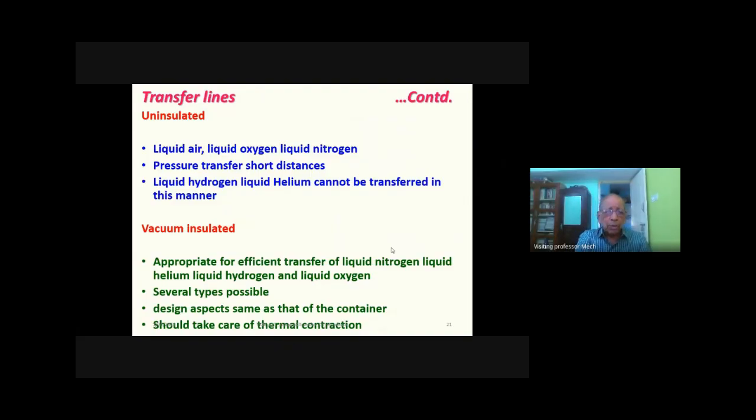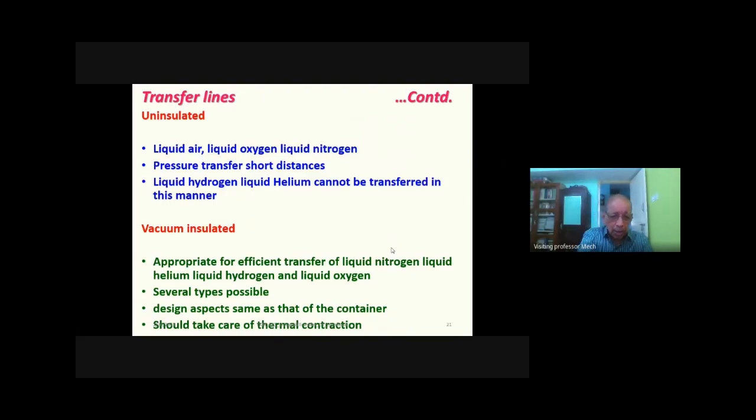Let us look at uninsulated transfer lines and where they are used. For example, uninsulated transfer lines are used for liquid air, liquid oxygen, and liquid nitrogen, for pressure transfer over short distances. That means you use a simple pipe, connect it from one end to the other, and through the pipe the liquid is able to flow. Liquid hydrogen and liquid helium cannot be transferred in this manner. You certainly require vacuum jacketed systems. So uninsulated lines are suitable only for liquid air, liquid oxygen, and liquid nitrogen, and particularly for short distances.